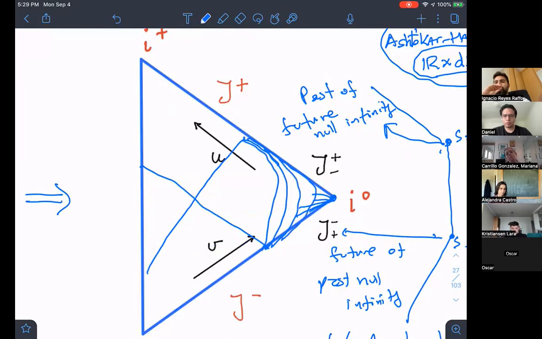When you are approaching spatial infinity, you can also draw a foliation which is adapted to timelike infinity, for instance, future timelike infinity, and the foliation is going to be something like this. Let me draw it.